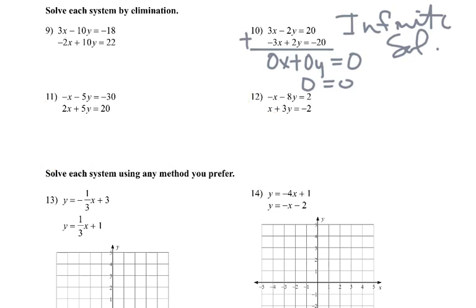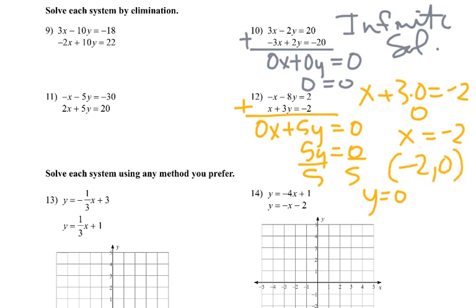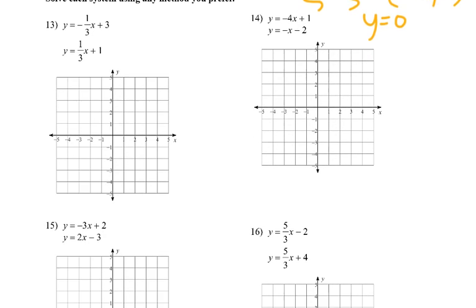Number 12. Again, we would add. Negative x and positive x would be 0x. Negative 8 and 3 would be 5y. 2 and negative 2 would be 0. 5y equals 0. Divide by 5. y would equal 0. So x plus 3 times 0 equals negative 2. That's 0. So x equals negative 2. So (negative 2, 0) is where they intersect. All right.